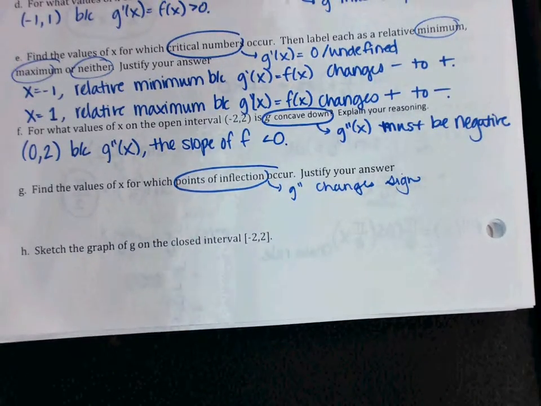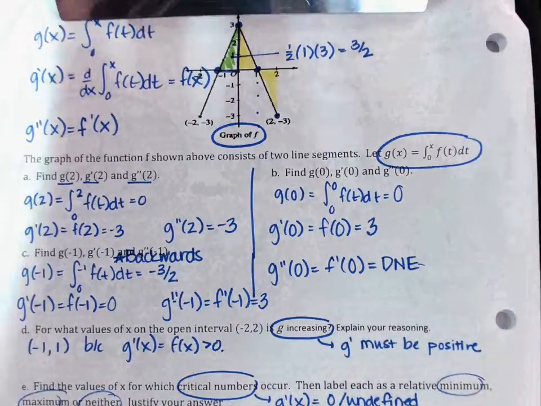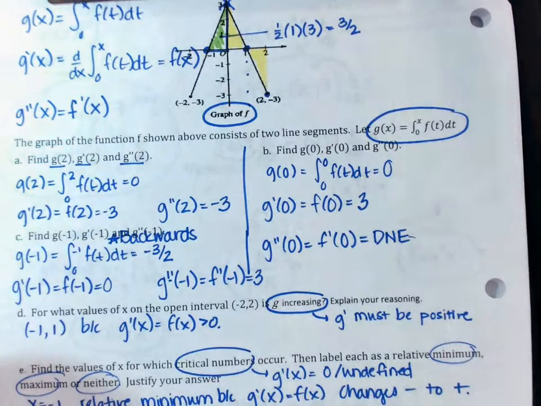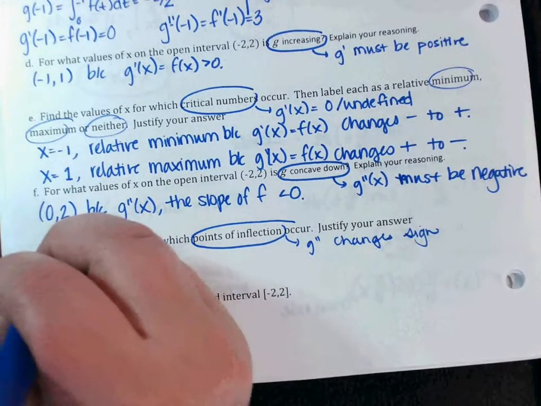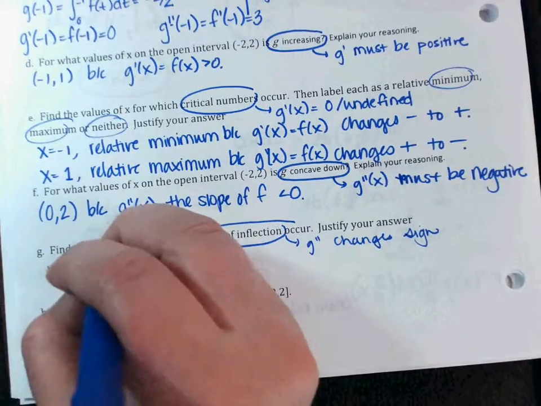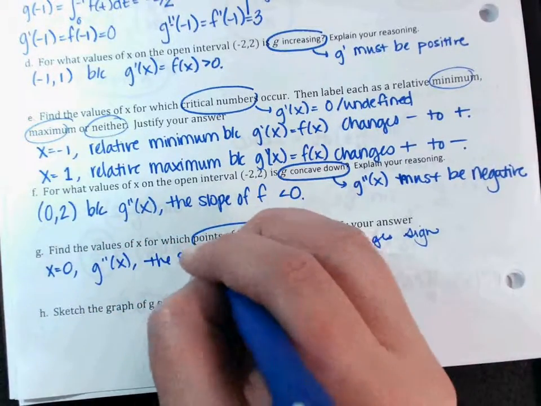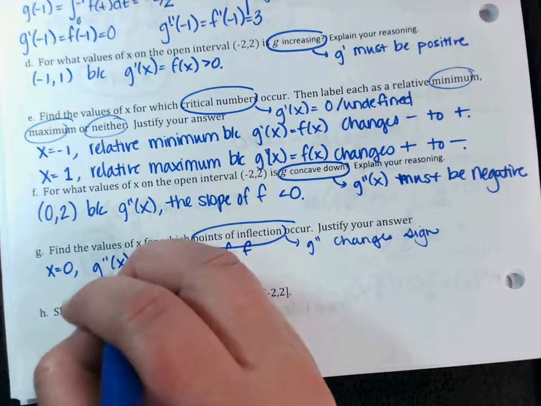The slope changes sign where? At 0, x equals 0, very good. So put x equals 0 right there, that's going to be your point of inflection. G double prime, the slope of f changes sign.